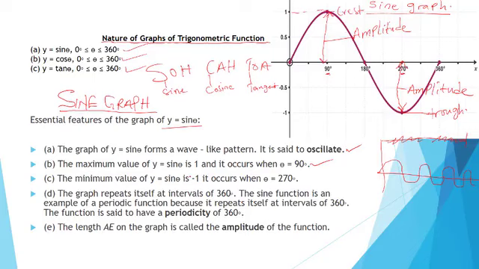Now the minimum value is what occurs at -1. Okay, I've stated it here. The graph repeats itself at intervals of 360 degrees. So the sine function is an example of a periodic function because it repeats itself at intervals of 360. The function is said to have a periodicity of 360. Now what it's trying to tell us is that the distance from here to here is 180, and from here to here is 360.